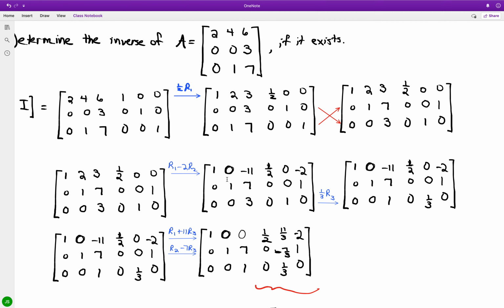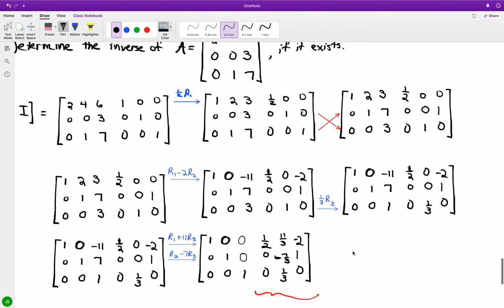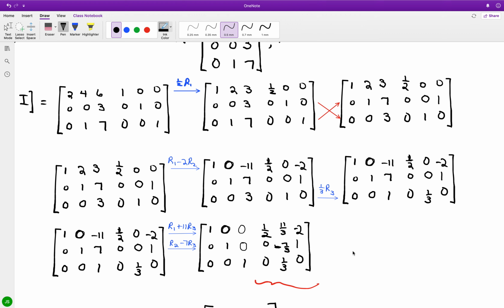Now for the next pivot position, this will be where the 3 is located, and I want to convert this into a 1. So I'm going to take 1/3 of the third row elements, leaving the first 2 rows the same for right now. The last row we have is 0, 0, 1, 0, 1/3, and 0.